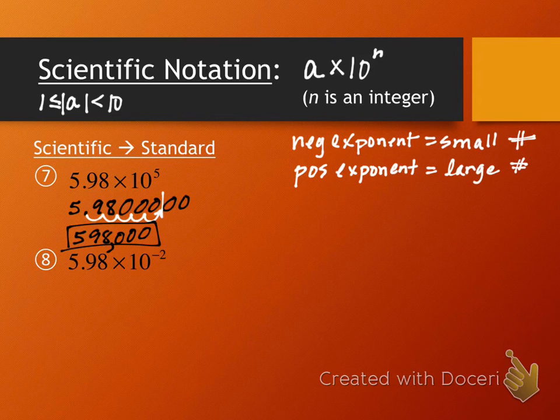Now on number 8, the negative exponent indicates that it's going to be a small number. So it needs to get smaller than it currently is. And it needs to do it by moving it 2 decimal places. So here's my 5.98, and it needs to become smaller. So the decimal places have to move 2 to the left in this case. I have a 0.0598. It became smaller.